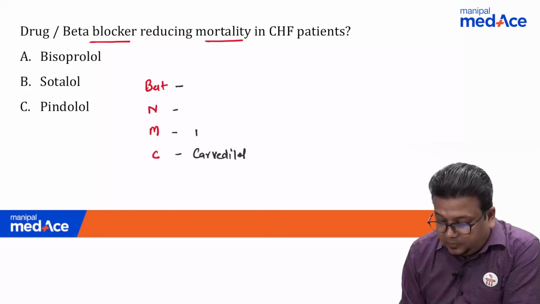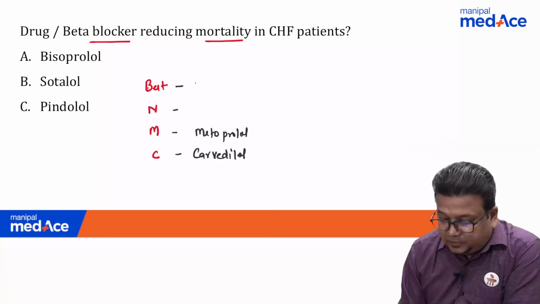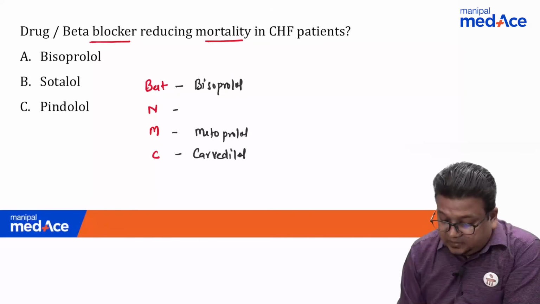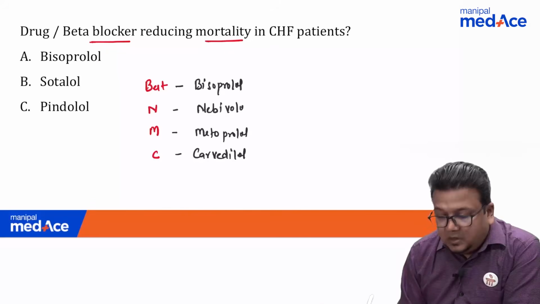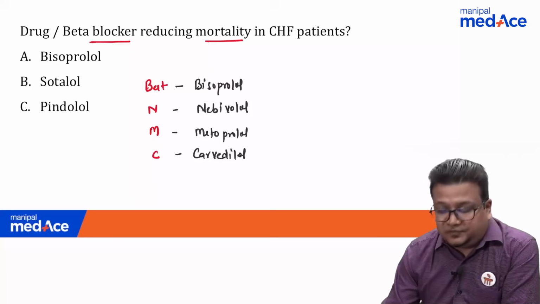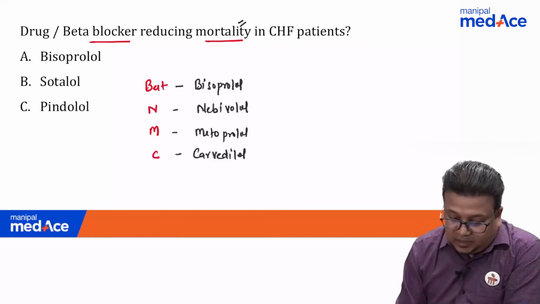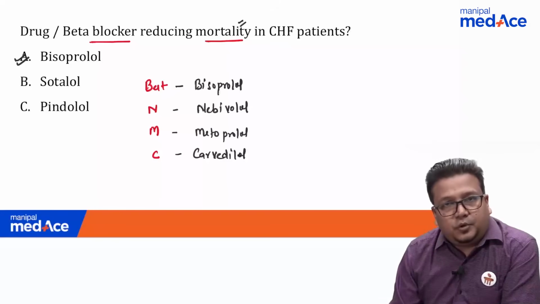Then there is metoprolol. Then there is bisoprolol. And the latest addition as per the latest books is nebivolol. So these are the 4 beta blockers which have shown reduction in mortality in CHF patients. So the answer out of these given will be bisoprolol.